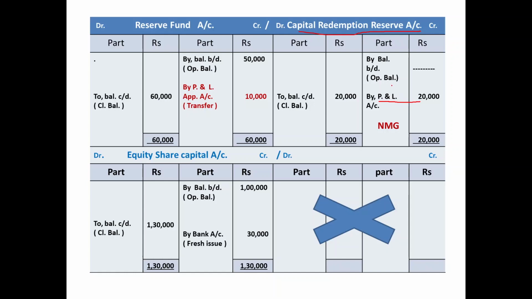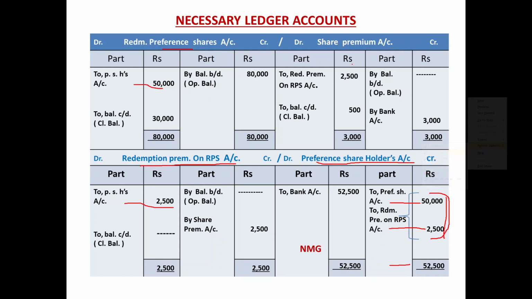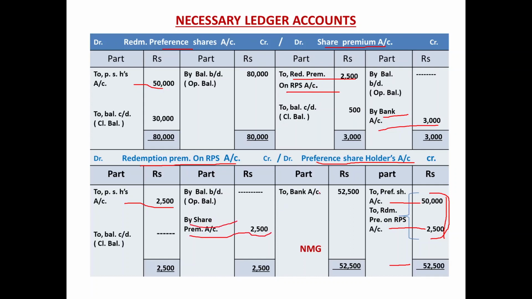We pass the third journal entry for the new issue made. Bank account debited 33,000 to equity share capital account credited 30,000, to share premium account credited rupees 3,000. Fourth journal entry. Share premium account debited 2,500 to redemption premium on RPS account credited rupees 2,500. And the fifth journal entry was for the payment. Preference shareholders account debited to bank account credited 52,500. So this was the posting of the journal entries related with RPS redemption.